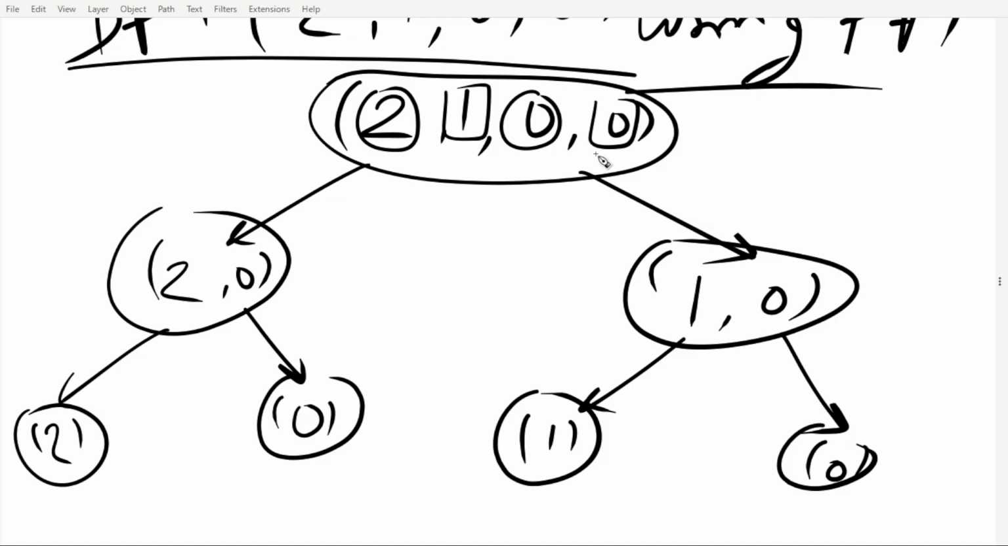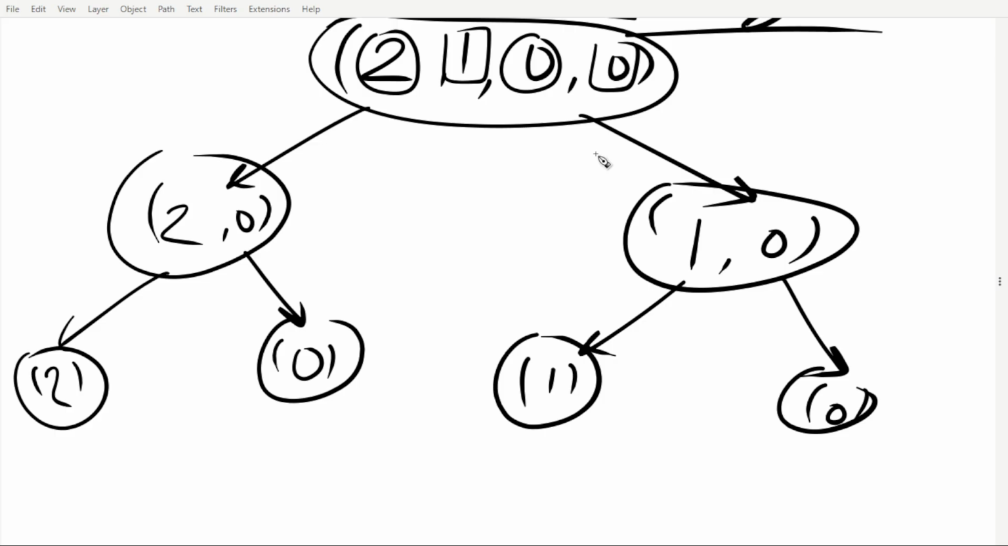Now for the conquer step, how do we combine? So just remember, for the base case, the FFT, the DFT of a vector with a single value is the value itself. So DFT of 2 will be 2, 0 will be 0, 1 will be 1, 0 will be 0. This is the base case. There is no need to further subdivide it.